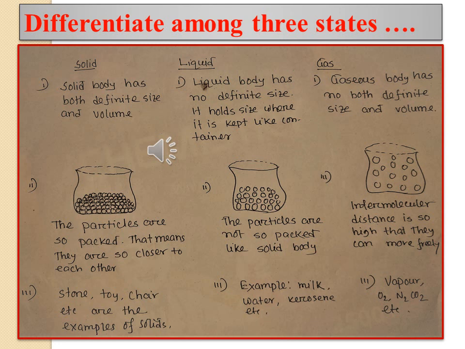Now the third point is based on examples. Examples of a solid body can be stone, toy, chair, etc. In the case of a liquid body, examples can be milk, water, kerosene, etc. And in the case of a gaseous body, it can be vapor, oxygen, nitrogen, carbon dioxide, etc.